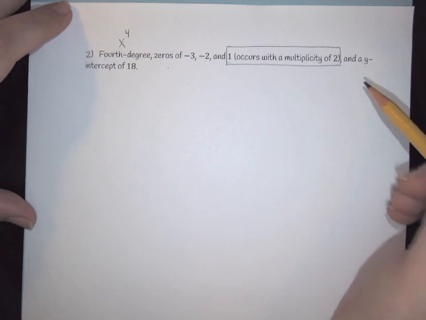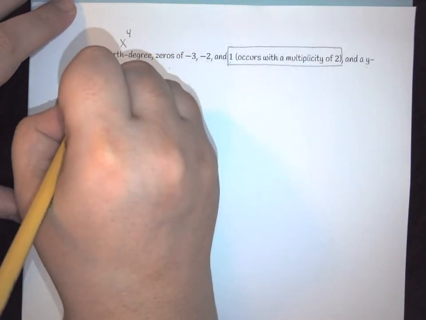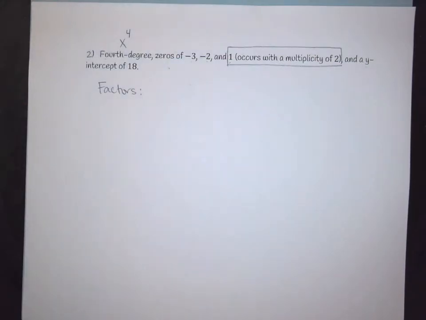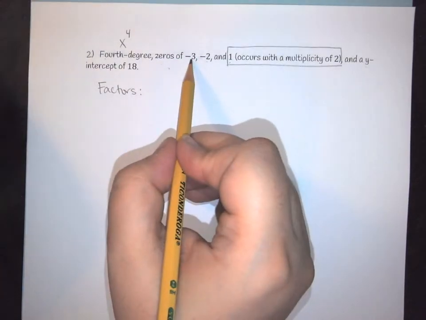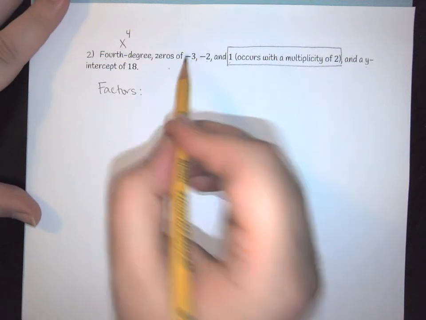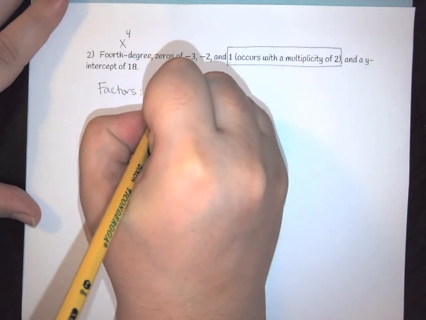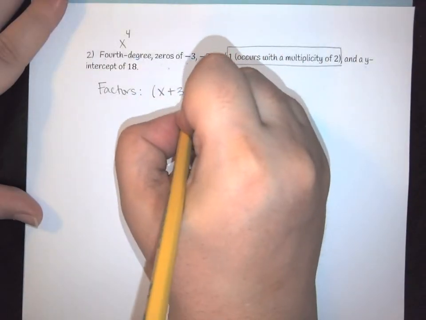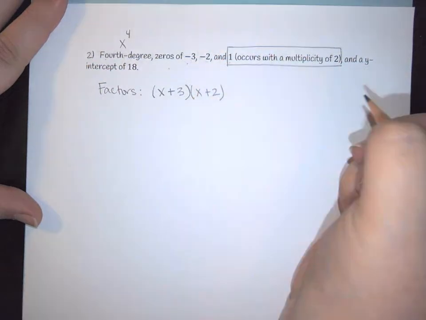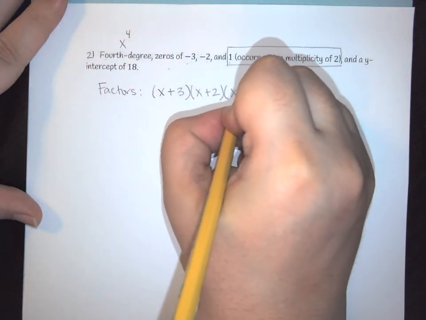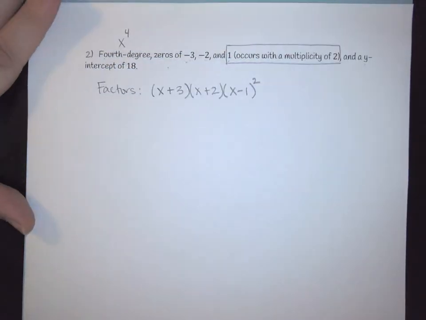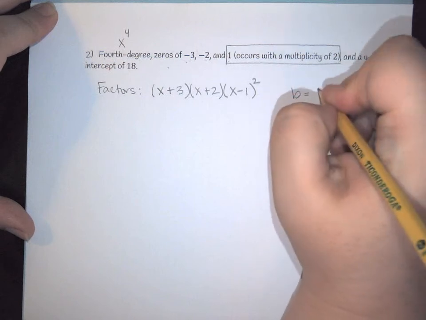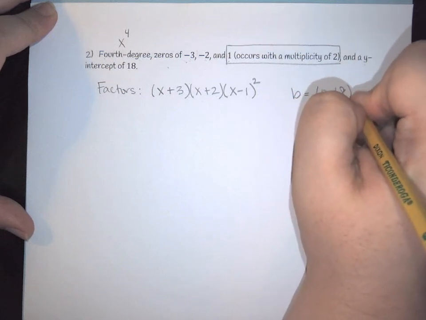Okay? So the first thing that we have to do is figure out your factors. And you find your factors again by working backwards. Because my zero is negative, it means I have a factor of x plus 3. So again, remember opposite sign. I'm going to have a factor of x plus 2. And then I'm going to have a factor of x minus 1, but that factor occurs twice, so square it. Now the other thing I know is that I have a y-intercept at the point 0, 18.